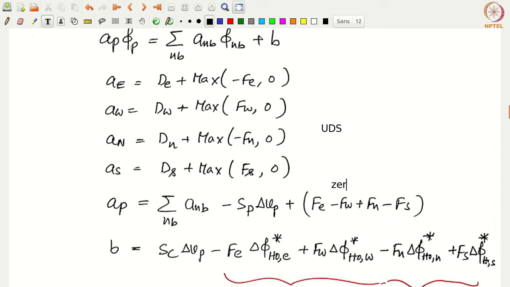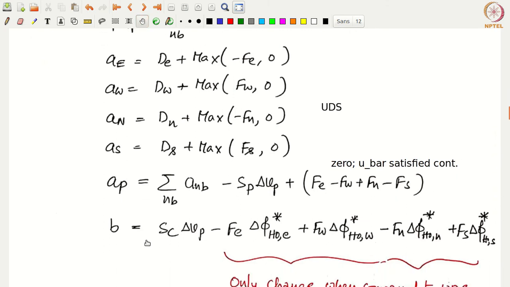And again, we know that the term in the parenthesis would evaluate to 0 if your underlying flow field, that is the U bar, satisfies the continuity equation, then the mass flux that is coming in and going out would be balanced. As a result, this parenthesis term would go to 0. All right. What about the B term?